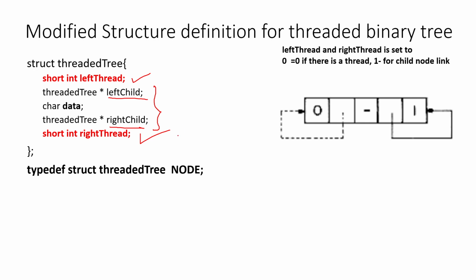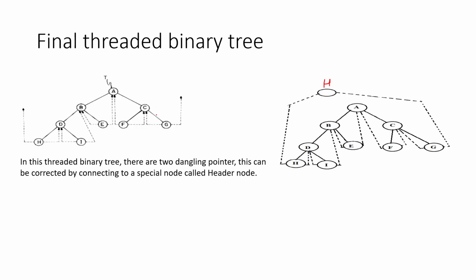This is the adjustment. Now what value do you have to put? Suppose that link is a threaded link, put value 0. If that link is a normal link, put value 1. Like in this case, this is a normal link. I will take the example of node D. Data is D. D's left child should point to E. So this will go to H, or the address of H is stored here. Here the address of I should be stored.